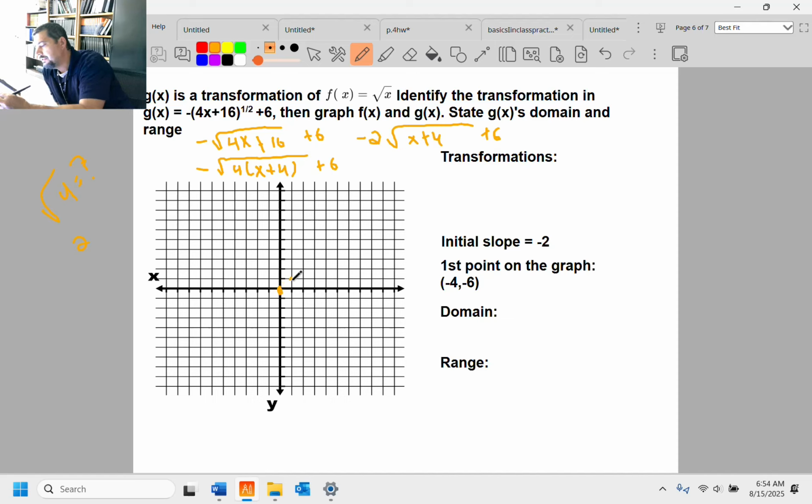All right, here's Mama. Graph the kid. Kid's first point is at -4, -6. And the kid has an initial slope of -2. Fall 2, run 1. And there's the kid. Now that kid's domain is to travel from -4 right to infinity. That kid's range is to rise from, sorry, not rise from -6. Rise from -infinity to -6.